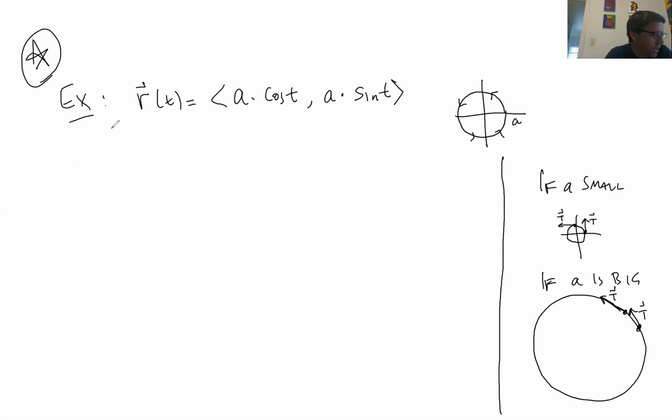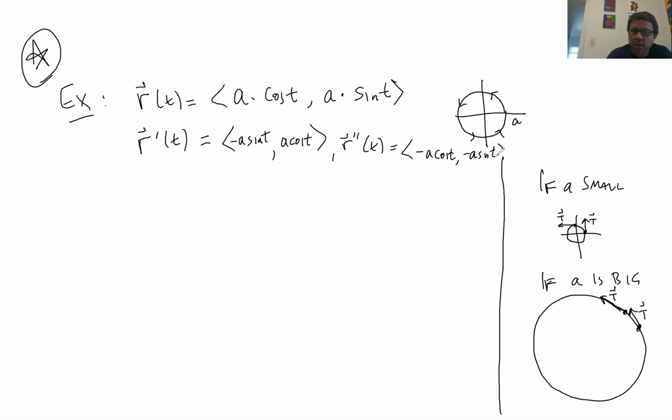But let's calculate the curvature of this using r prime, r double prime, and the cross product and all of this stuff. So, very familiar with all of these. The derivative is minus a sine, a cosine. The second derivative, we'll be back to where we started from: minus a cosine, minus a sine. And now the curvature formula: I need the cross product, and I need some of these lengths. The length of r prime cross r double prime over the length of r prime.